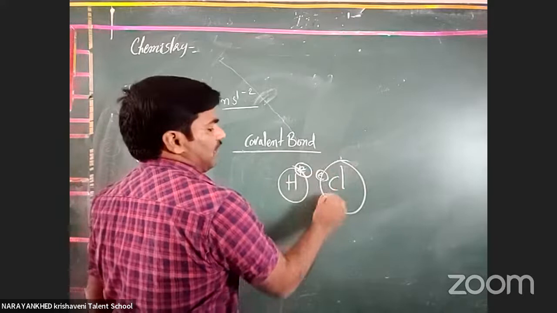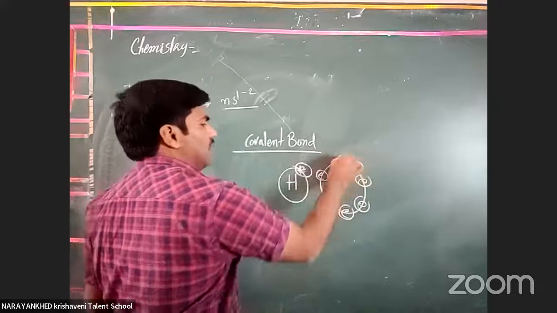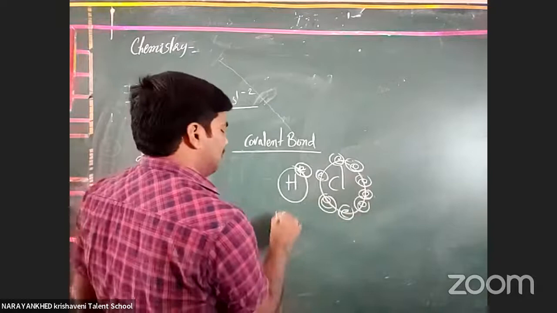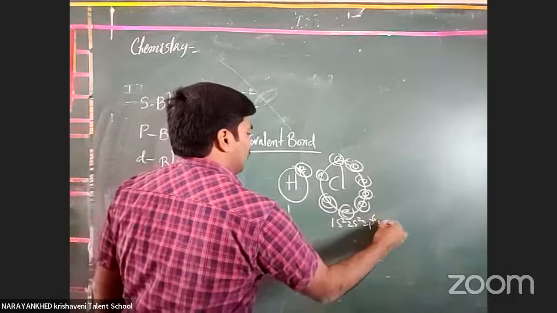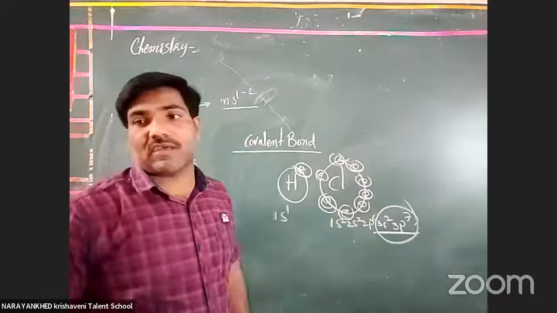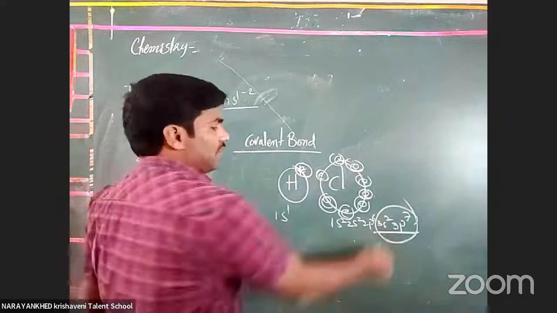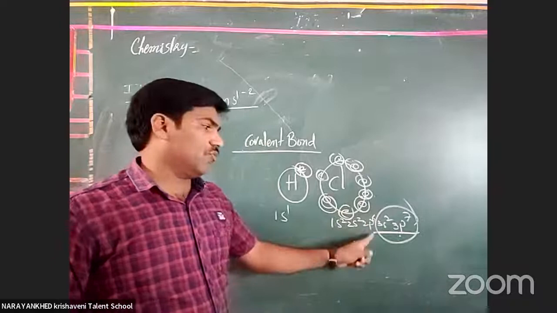Clear or not, all the students? How many electrons are there? Chlorine has 7 electrons in the outermost orbital. Why? Because hydrogen is 1s1, and chlorine is 1s2, 2s2, 2p6, 3s2, 3p5. Got it or not? How many electrons are there? 7 electrons are there in the outermost orbital. It becomes stabilized when this 7 becomes 8. Okay, it becomes stabilized. Why? Because 1s2, 2s2, 2p6, 3s2, 3p6.